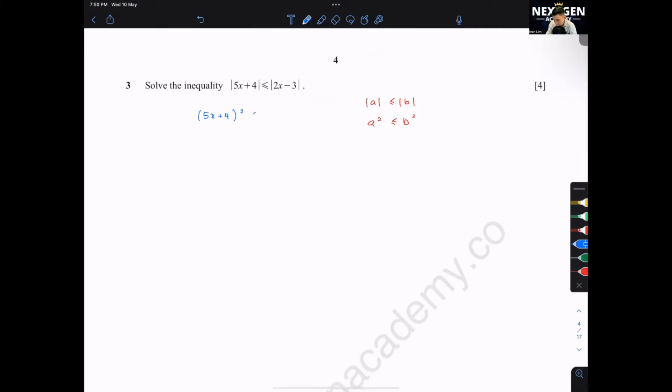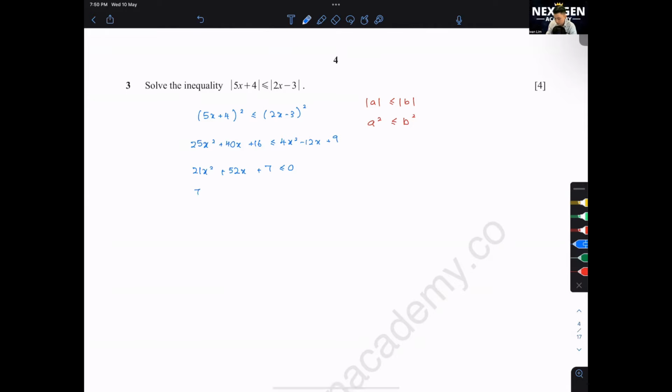So (5x plus 4) squared less than or equals (2x minus 3) squared. Let's open up the bracket. So you get 25x squared plus 40x plus 16 less than or equals 4x squared minus 12x plus 9. Simplify it, we move everything to the left-hand side. 21x squared plus 52x plus 7 less than or equals to 0.